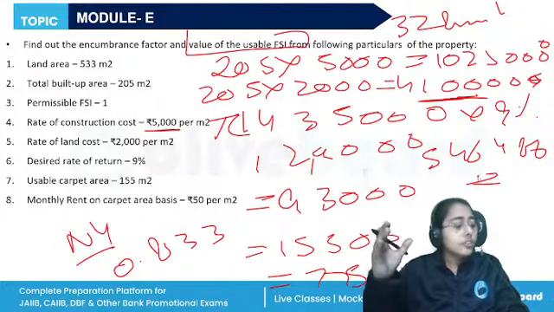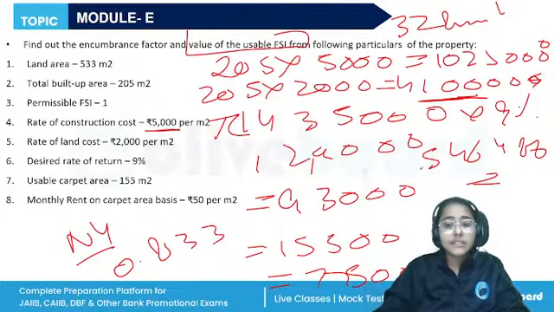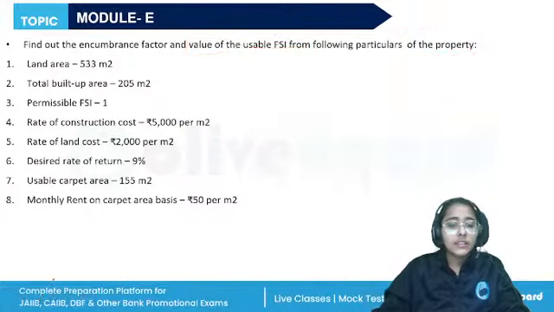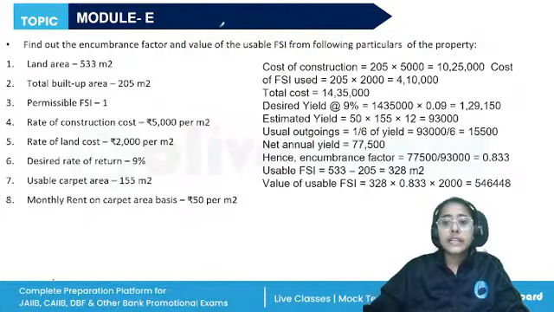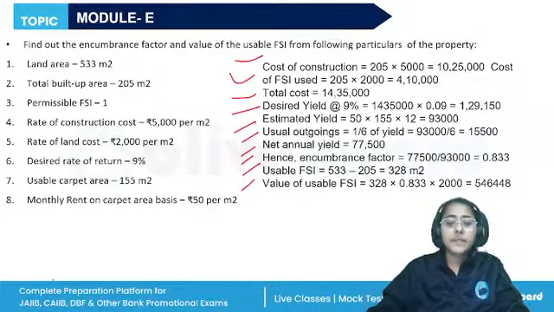All right, so this is how. Whenever you are solving these numericals, calculate each and everything step by step, and it will become easy. I've also given the solution here for your reference. Each of the things I have calculated step by step.